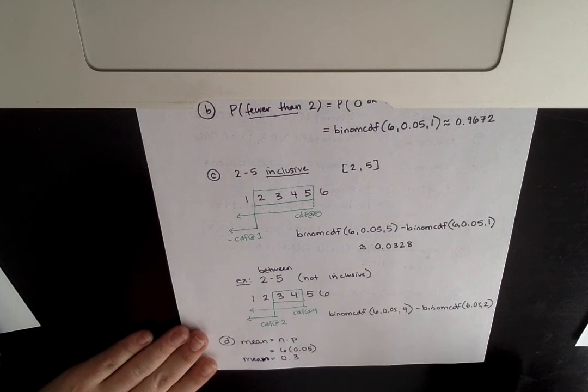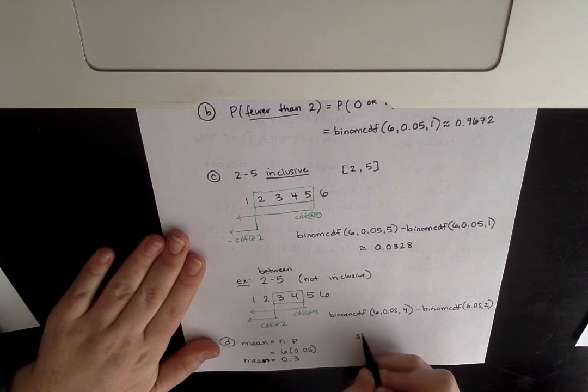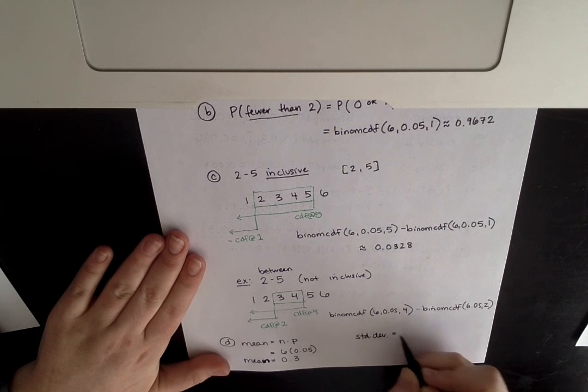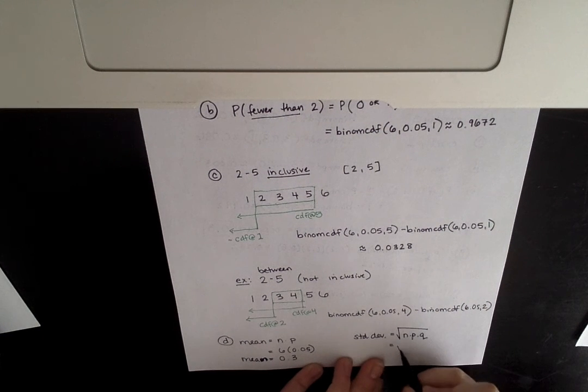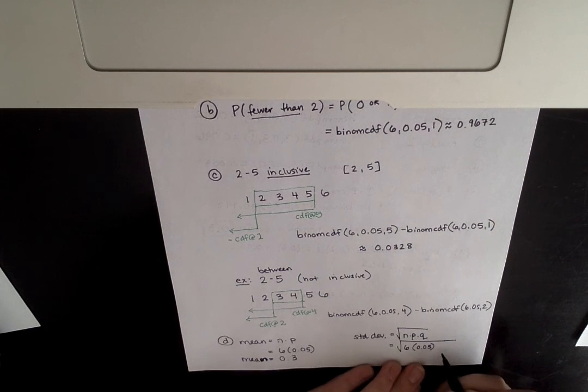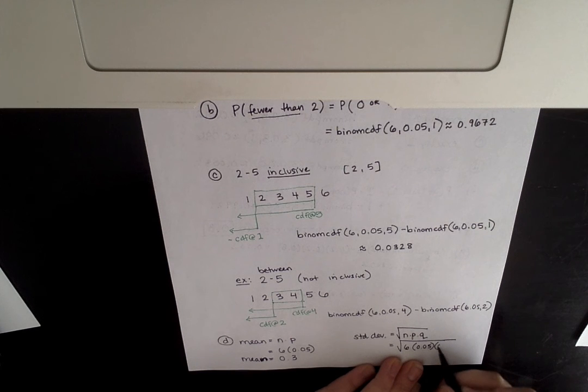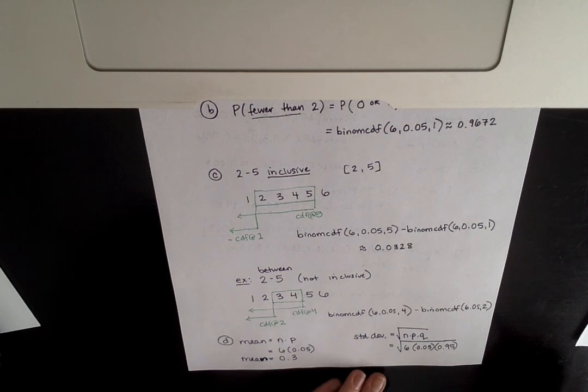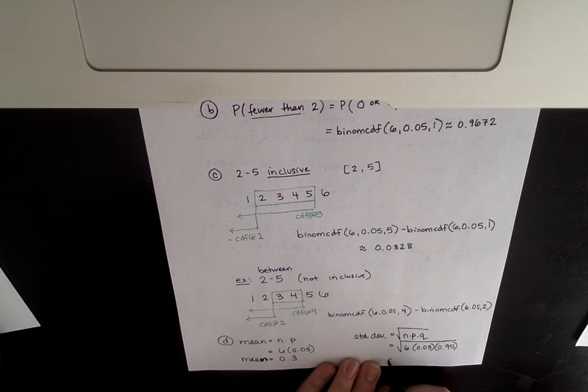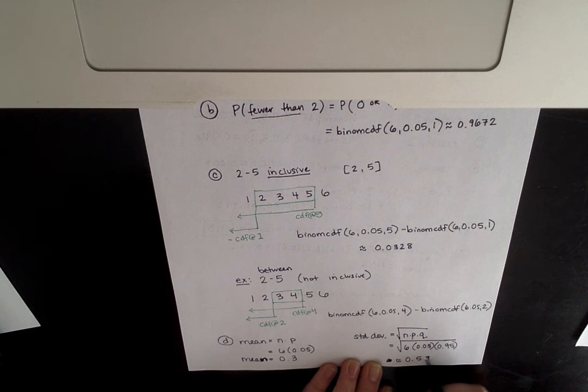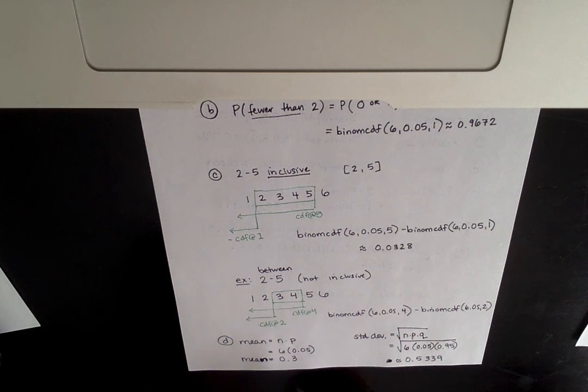Okay? Now, for the standard deviation, the formula was a little bit uglier. N times P times Q, all underneath of a square root. So we know N, we know P is 0.05, and if we do a little bit of math here, we know that these two are complements of one another, so this must be 0.95. And if you put this all in your calculator just like that, this is about 0.5339. So that would be the mean and standard deviation for the number of failed components.